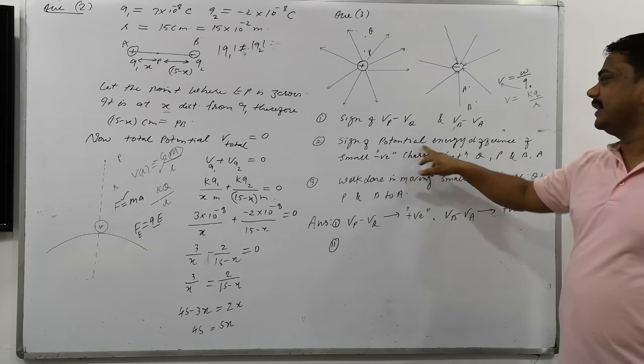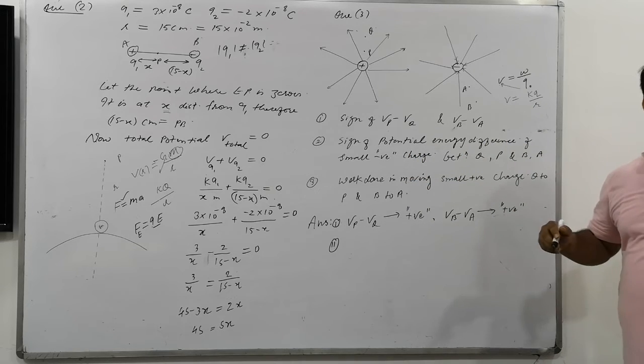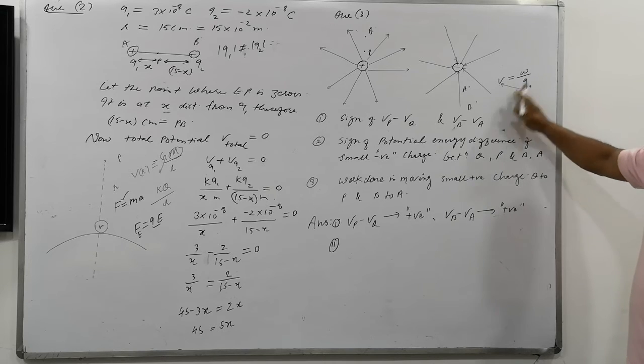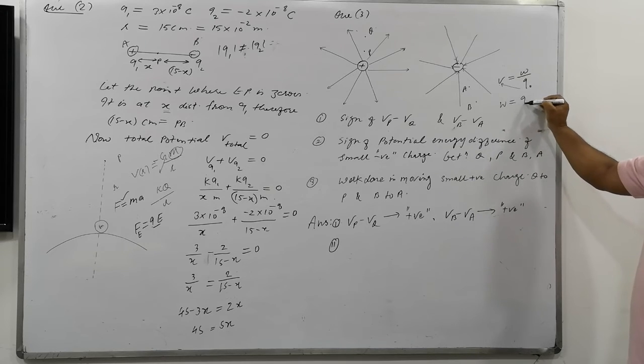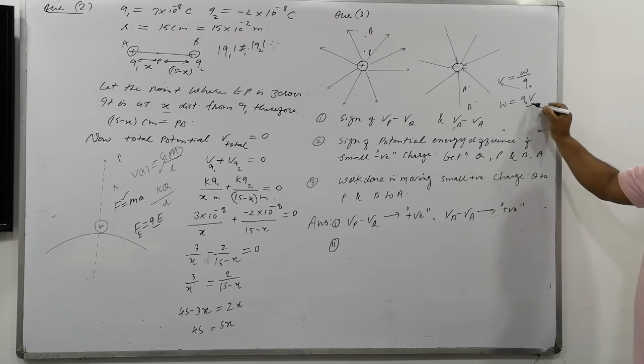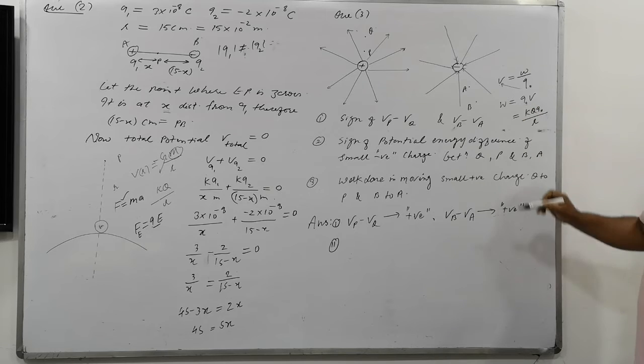So, second question, sign of potential energy. So what is potential energy? W is equal to Q into V. It means the product of the charge Q and the potential. So here we'll write K, and due to the charge here, Q naught divided by R. Simple it is. It means this is the work done here.